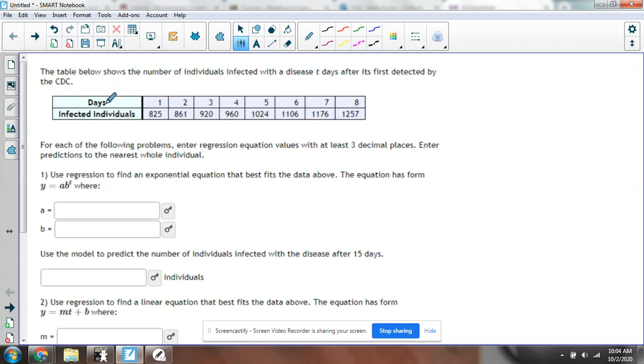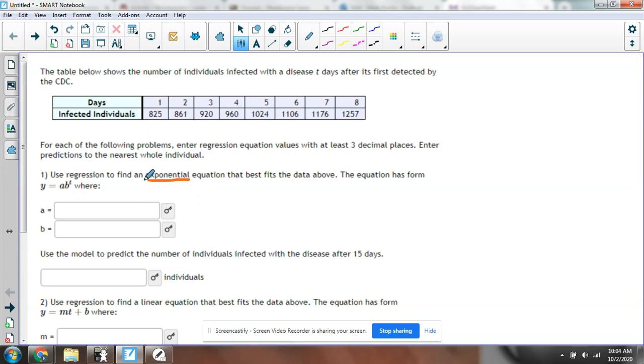So here's our data. It says the table below shows the number of individuals infected with the disease T days after it's first detected by the CDC. So the top row is the number of days since it's been detected, and the bottom is the infected individuals. Very fitting example, I guess. It says for each of the following problems, enter the regression equation values at least 3 decimal places. Enter predictions to the nearest whole individual. So the first thing it wants us to do is find the exponential regression.